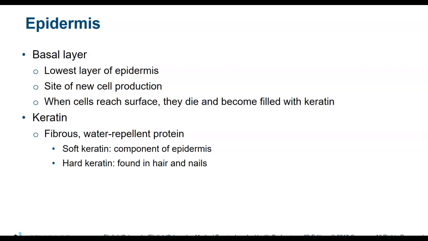And then as they go up, they get sloughed off. When they reach the surface, those cells do die and they become filled with keratin. And what keratin is, is a fibrous water repellent protein. And there's two different kinds that we're going to see. There's a soft keratin, which is what we see in the epidermis, but our hard keratin is found in our nails and our hair.